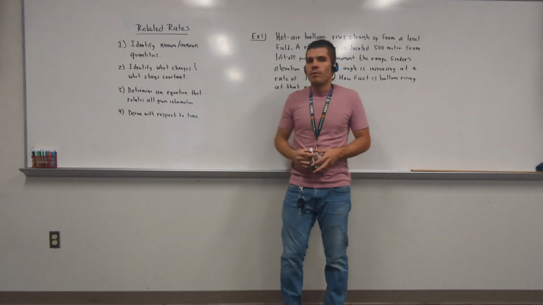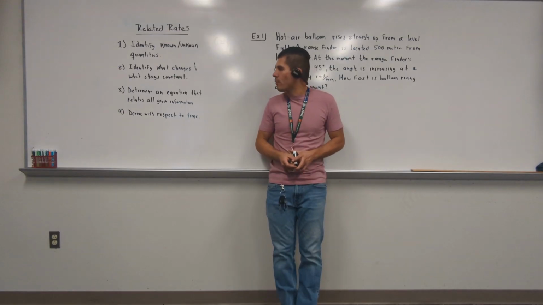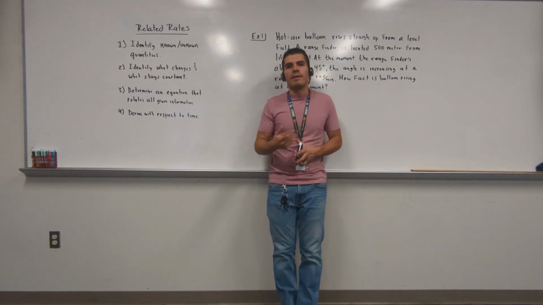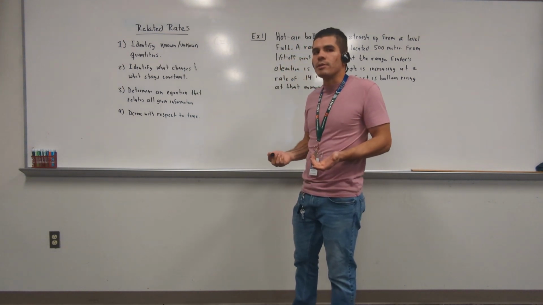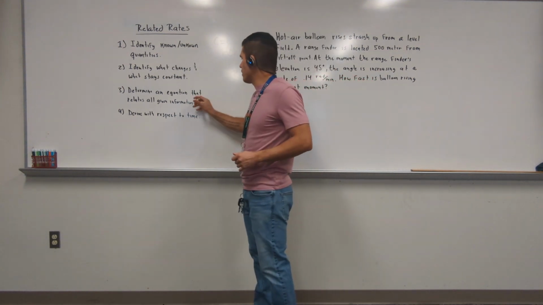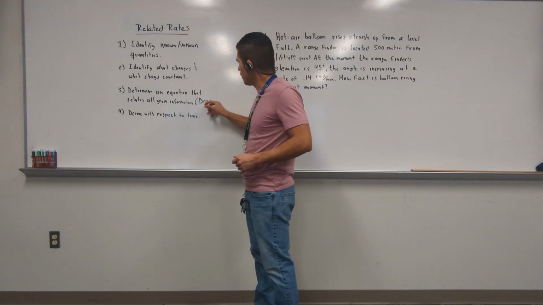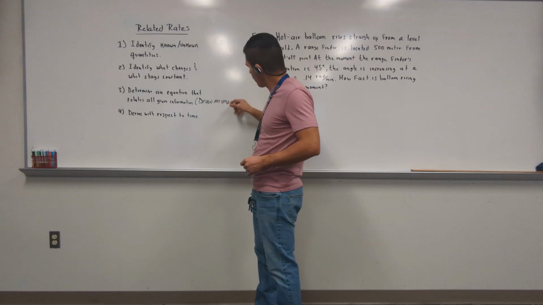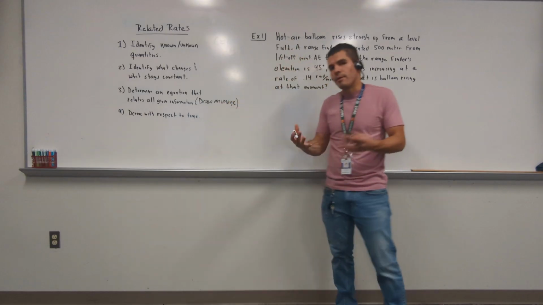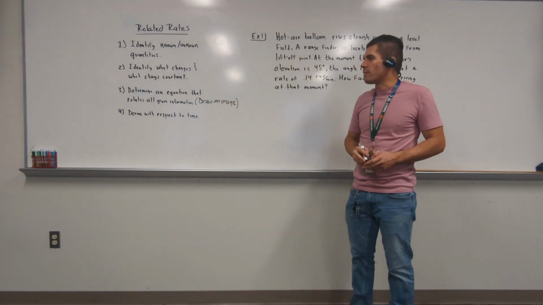Third, we need to come up with some type of equation that relates all that. And the easiest way to do that, and I forgot to write that, is to probably draw an image for it. So draw an image, and based on that image, then maybe you can come up with an equation that relates everything together.